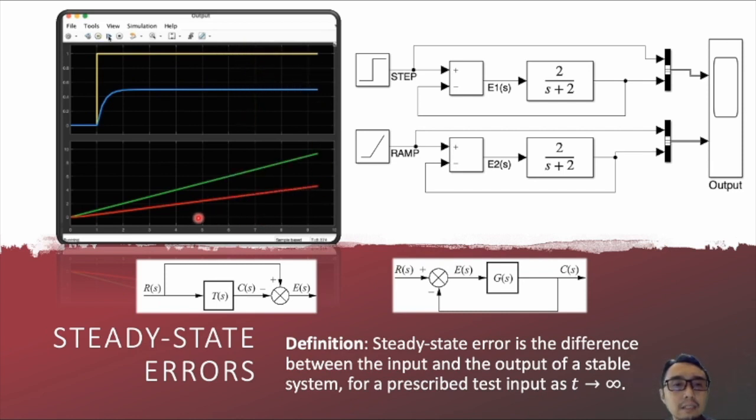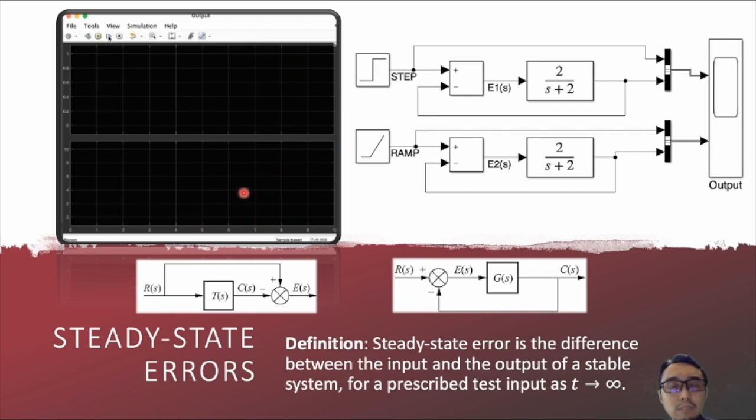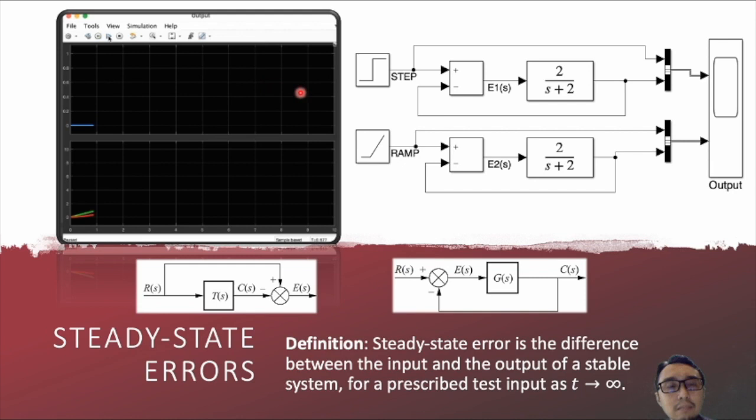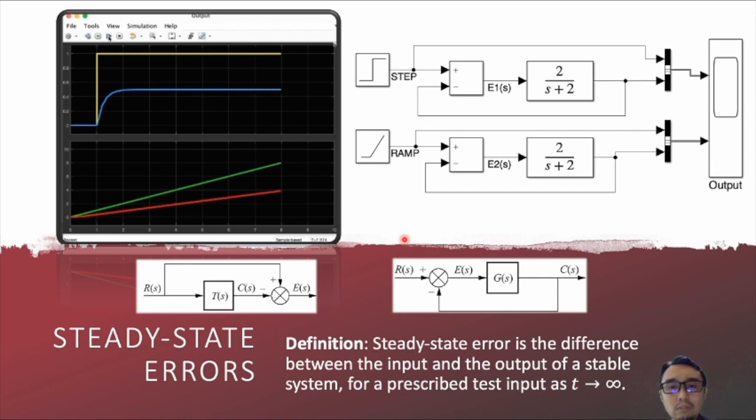Whereas in the second case, when you input the ramp to the same system, you can see that at each time instant the difference between the green and the red is increasing as time goes by. So this is an example where the steady state error is infinity, whereas this is an example where the steady state error is a constant. So both are undesirable. We want the steady state error to be as small as possible, or zero if possible.